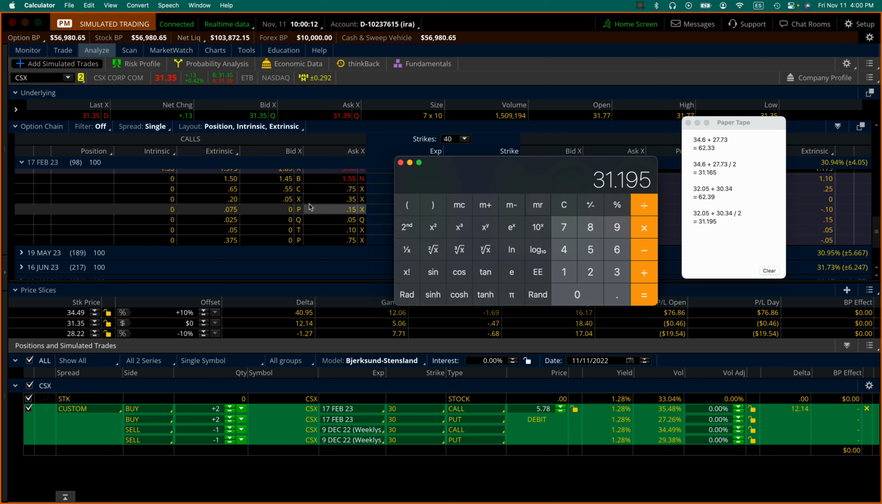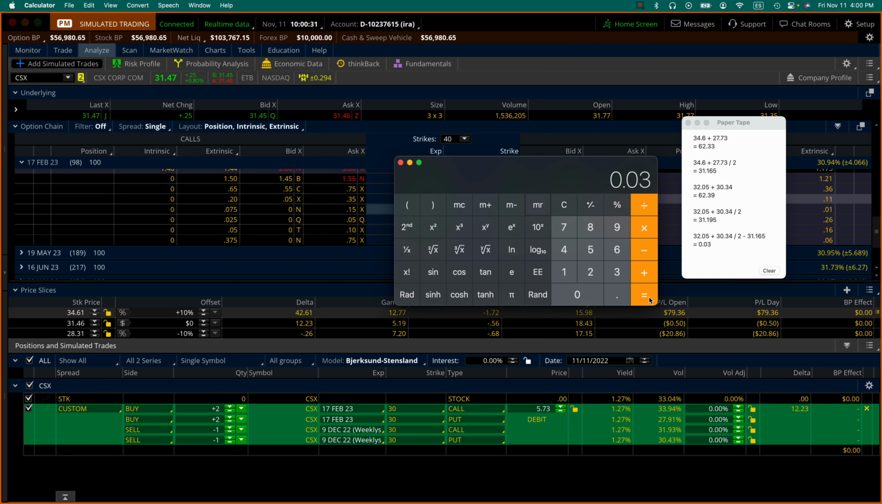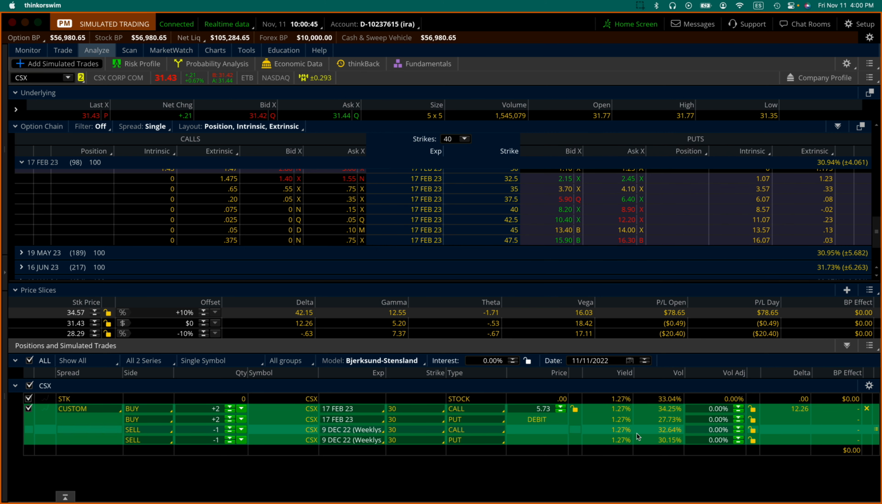And that's 31.195, practically identical to the average of the back month. So you subtract the existing, and that gives you 0.03, which is not 3%, it's 0.03%. Three is what we need, so that little difference is nothing. That's not an impediment.